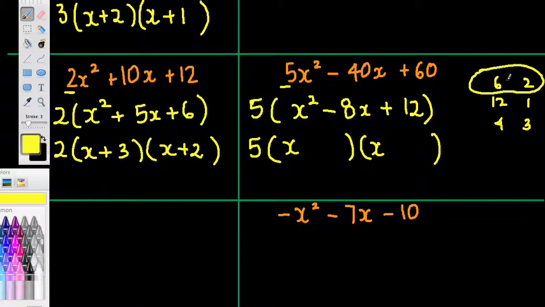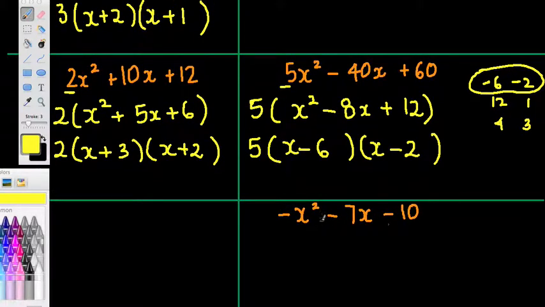And now it's got to be positive 12 when we multiply, but it's got to add to give me a negative number, so they both must be negative. x minus 6, x minus 2. Okay, one more to look at now.